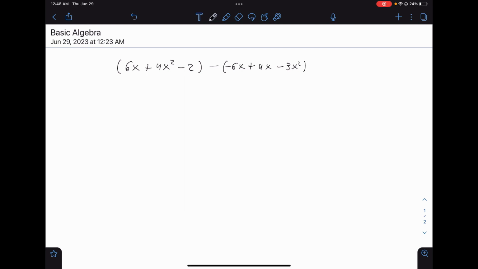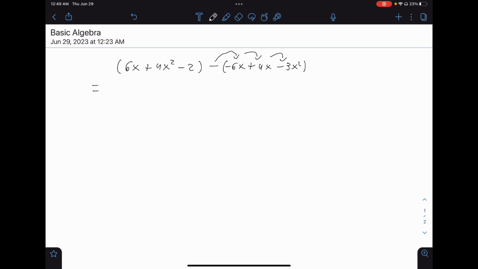squared. So we have two trinomials here. We have a bracket here and a bracket here. Now, the first thing you're going to want to do is rewrite this question, but distribute this negative into the bracket.